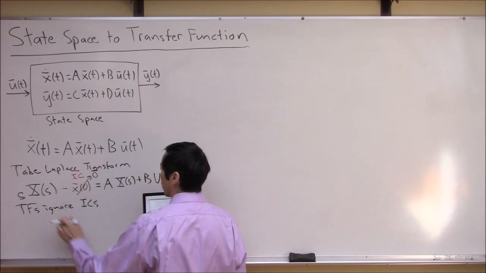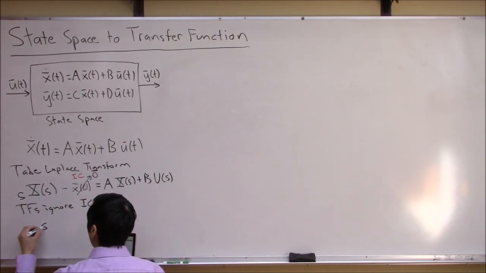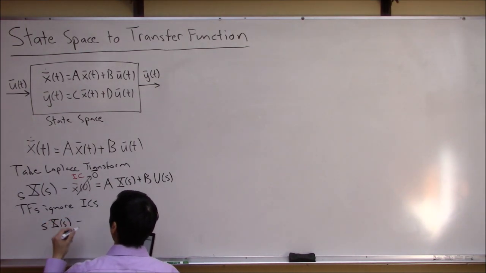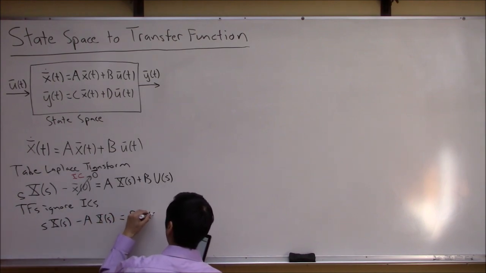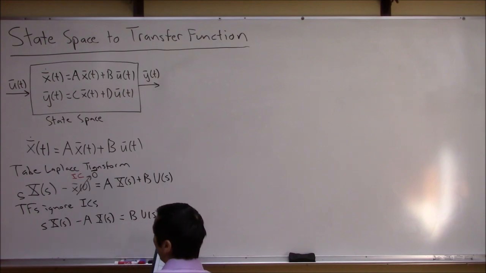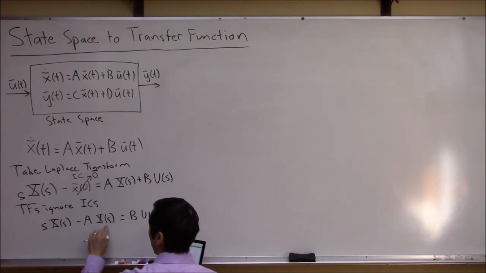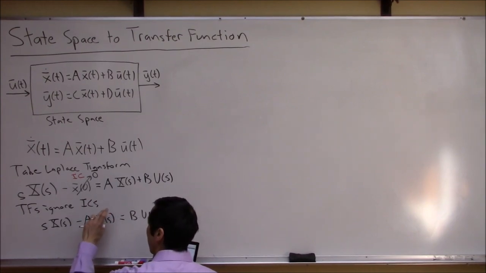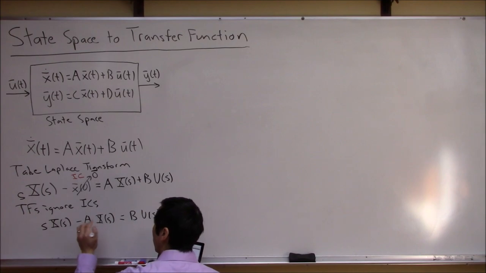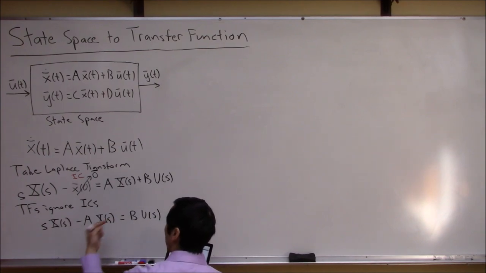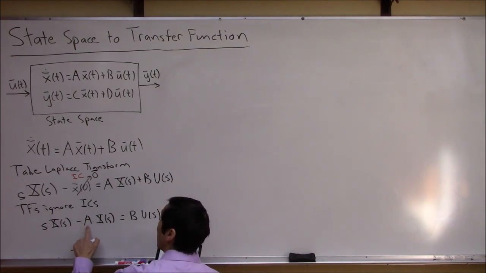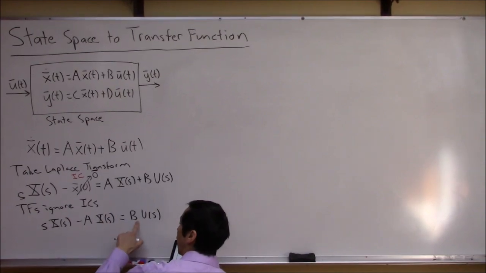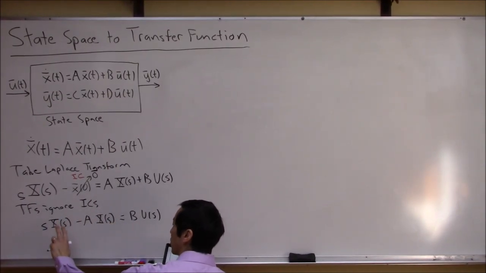Let's take this term and move it to the other side. So what I can now write is sX(s) minus AX(s) is equal to BU(s). Now look here, we have a common X of s. The only other thing we have to remember is that this is a matrix slash vector equation, so I have to be careful how I pull out this X. I'm going to pull out the X on the right-hand side, keeping in mind that this is a vector or matrix equation. A is a square matrix, B is also a matrix. We're dealing with matrices and vectors here, so you have to be a little bit careful.